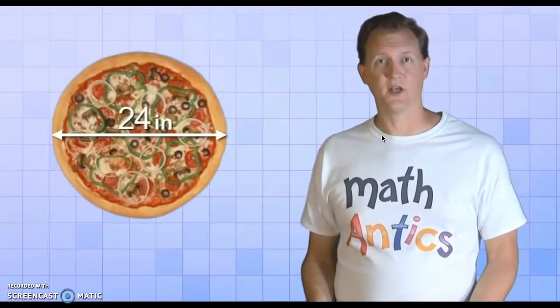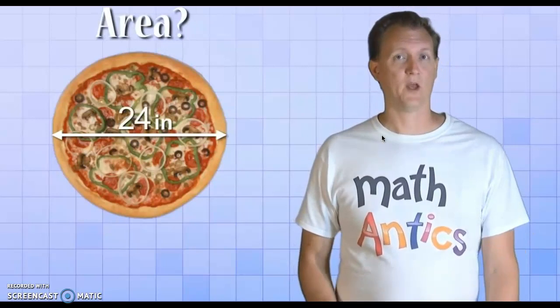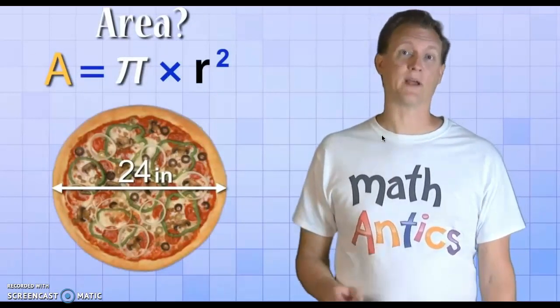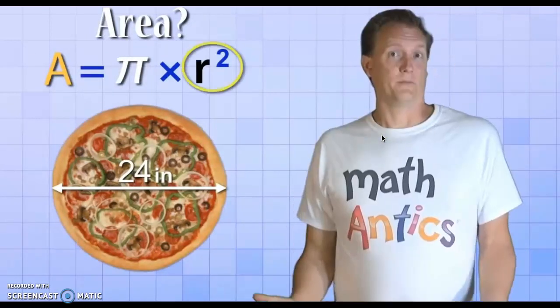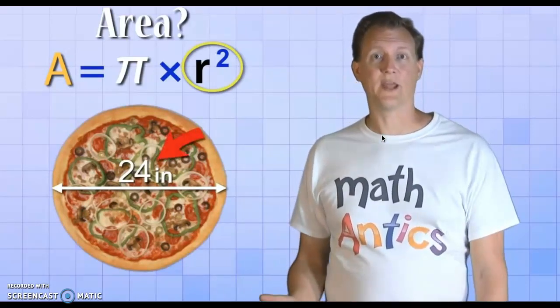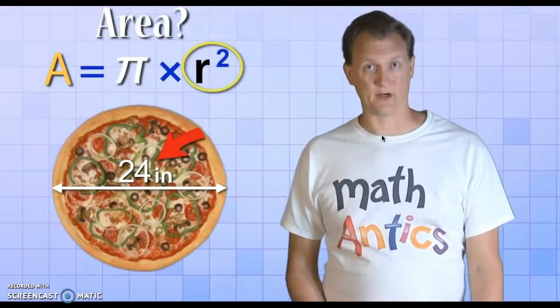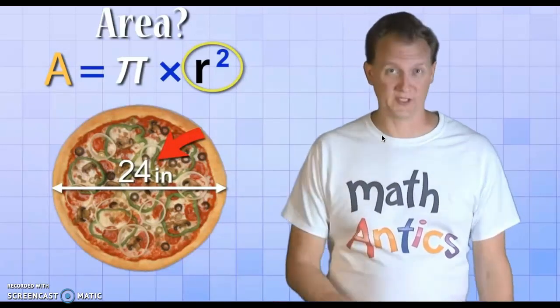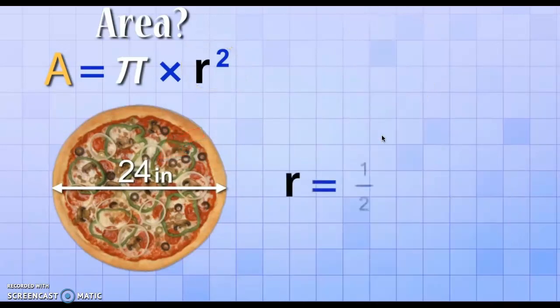Here's another real-world example with a circle. If this pizza has a diameter of 24 inches, what's its total area? Well, using our formula, we start by squaring the radius. But the problem didn't give us a radius, it gave us the diameter. So we have to calculate the radius from the diameter. Fortunately, that's really easy. The radius is just half of the diameter. So we just need to divide the diameter by 2. 24 inches divided by 2 gives us 12 inches for the radius.